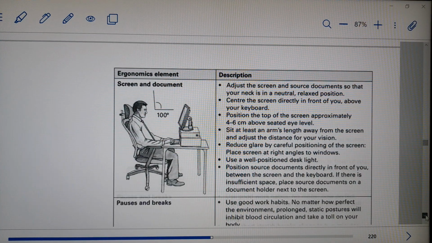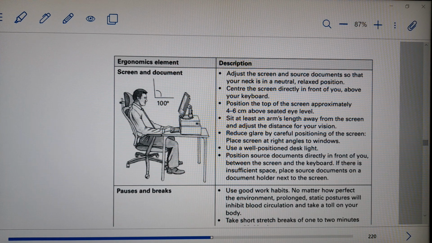And we look at the screen and document now. Adjust the screen and source document so that your neck is in a neutral, relaxed position. Center the screen directly in front of you above your keyboard. Position the top of the screen approximately 4 to 6 centimeters above the seated eye level. Sit at least an arm's length away from the screen and adjust the distance for your vision.